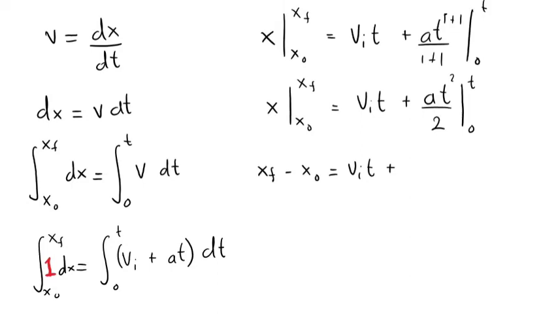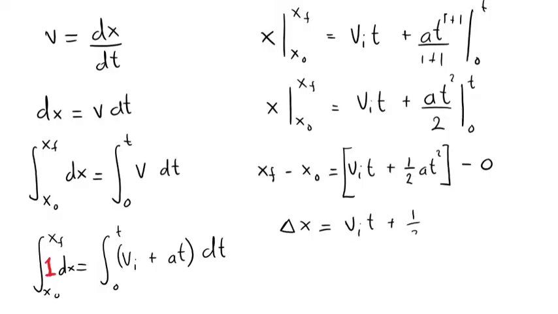So now this over half can just be written as half a t squared. Okay, so I've replaced everything with t, but if I replace the t with a 0, everything will just be 0. So now what I have on the left hand side, that's final minus initial. So in other words, that's just the change in x. So this is equals to initial velocity times t plus half at squared minus 0.